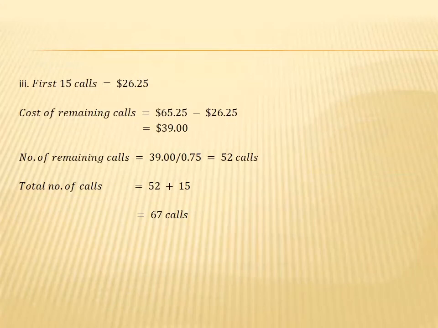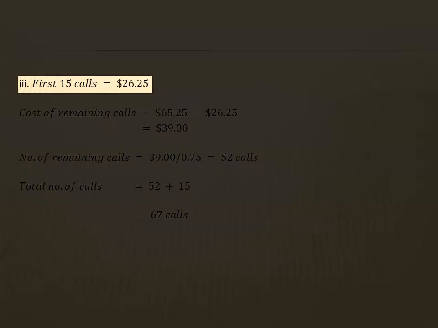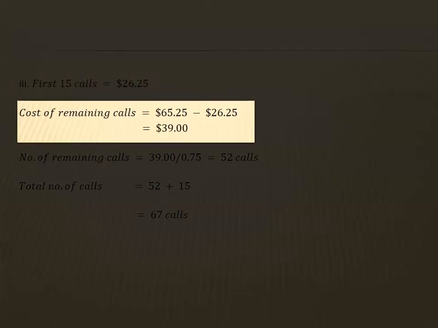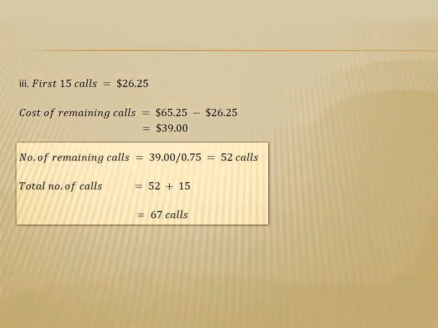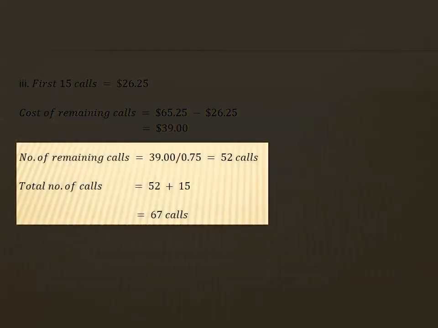In part 3, we were given the total bill, and we already know that the first 15 calls cost $26.25, so the cost of the remaining calls would be $65.25 minus $26.25, which would give us $39. So the number of remaining calls would be $39 divided by 75 cents, which is equal to 52 calls. Hence, the total number of calls would be equal to 67 calls.